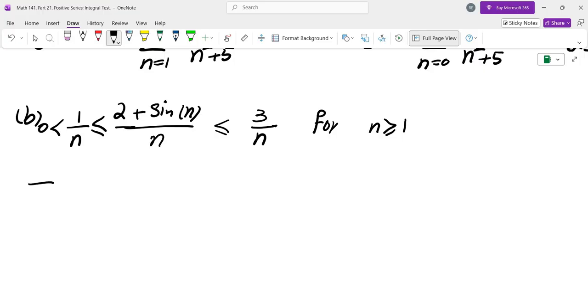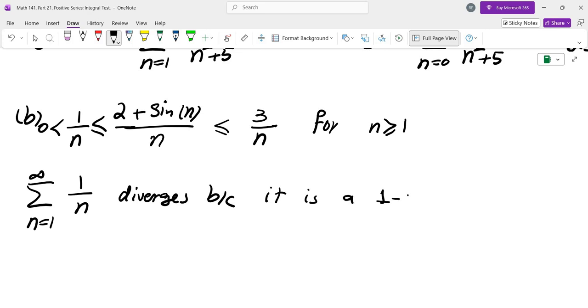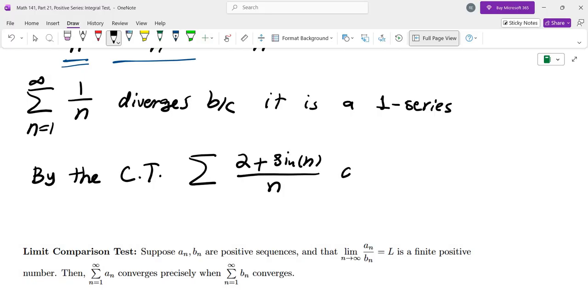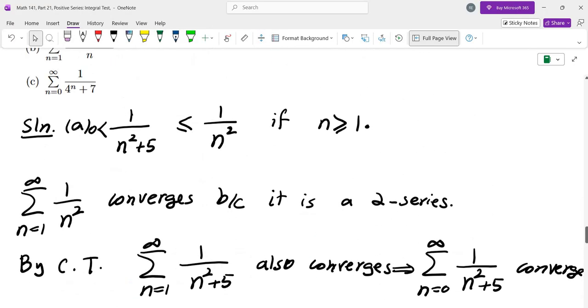Now, if you look at the sum of 1 over n, n equals 1 to infinity, this diverges because it is a p-series with p equals 1. So this diverges. So now that this diverges, the larger one also would diverge. So by the comparison test, the sum of 2 plus sine of n over n also diverges. Okay, so let's look at the last example on this one.